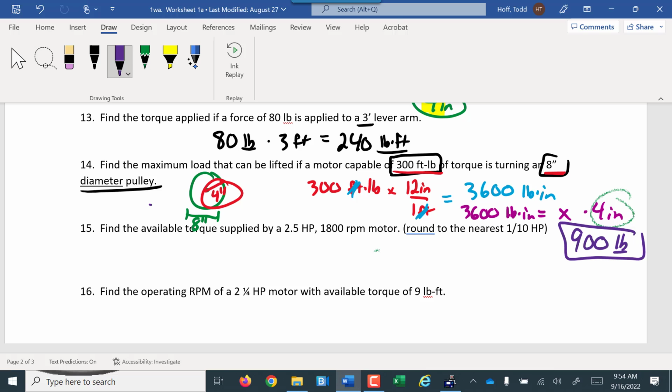How many of you got that one? How many of you didn't miss the conversion by 12? Okay. Anybody have any questions on that?